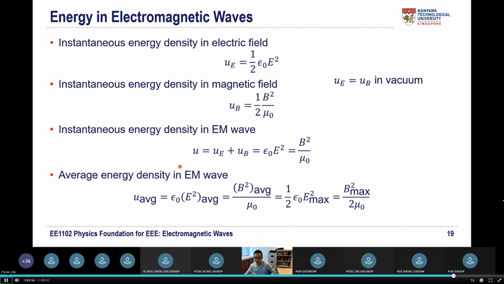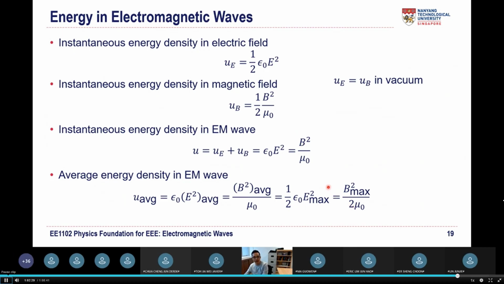Okay, and we can also calculate the average energy density in the electromagnetic wave. Remember, this is something that changes with time because we have sinusoidally varying fields. So the energy will change with time, but we can average it up, and then we can calculate the average energy density in the electromagnetic wave, and the equation is going to be that. And you can actually figure this out from this whole equation.